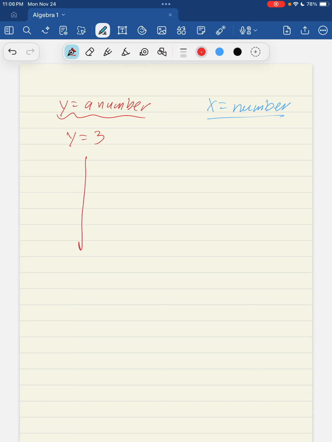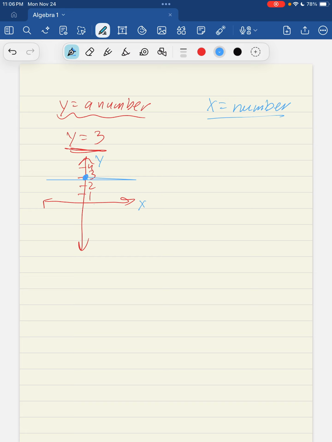On an xy axis, we're just going to go up 1, 2, 3, 4. If y equals 3, we have to remember, what does this mean? Well, it means y equals 3. So you go to 3 on the y-axis, and you just put a nice dot. If y equals 3, when x is 1, y is still 3. When x is 2, y is still 3.